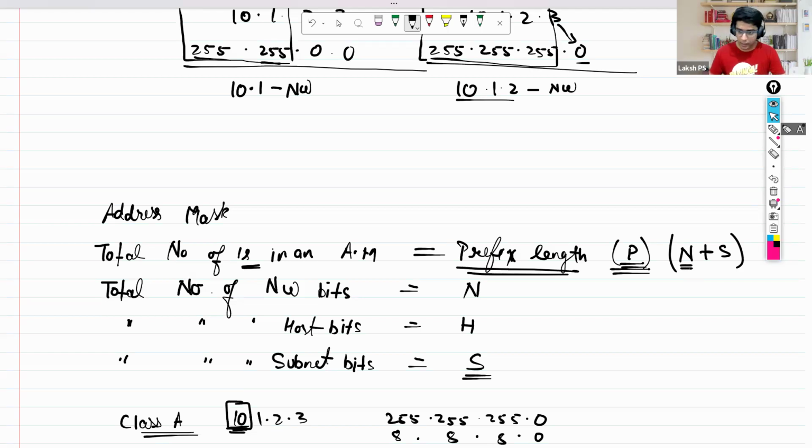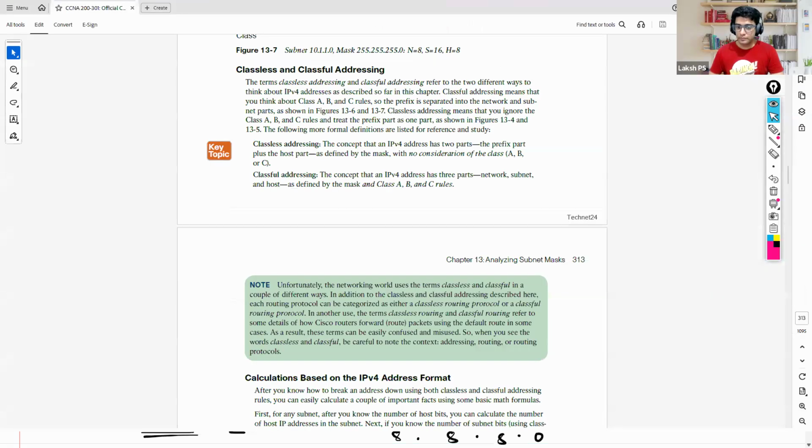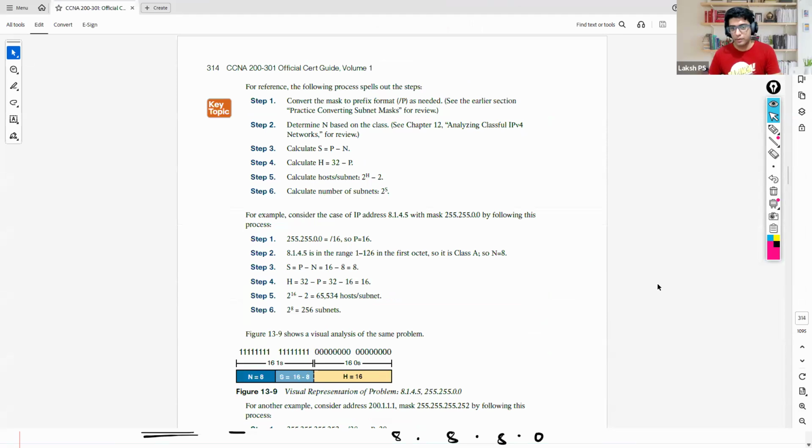This is what we had learned in our last class. Okay, so continuing with that, let's jump into a few scenarios, where we will have to calculate the P bits, the network bits, the host bits, and the subnet bits as well. So this is the first example.